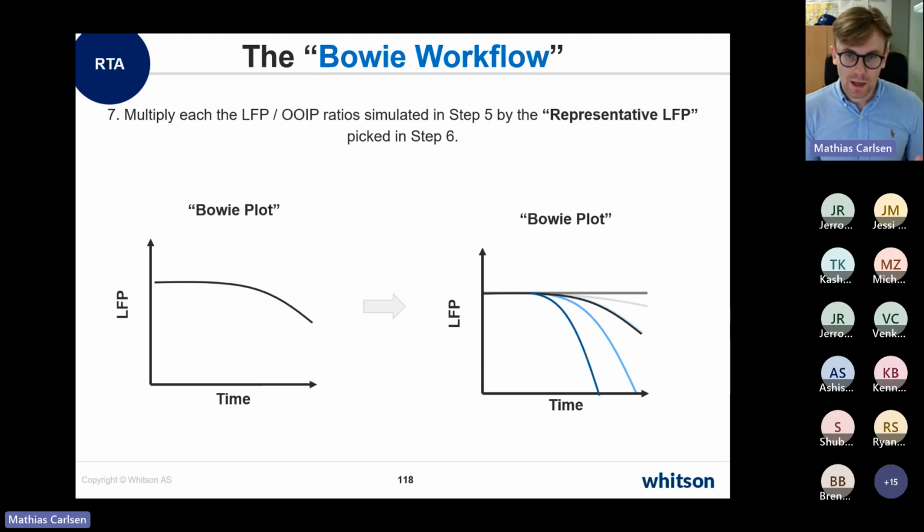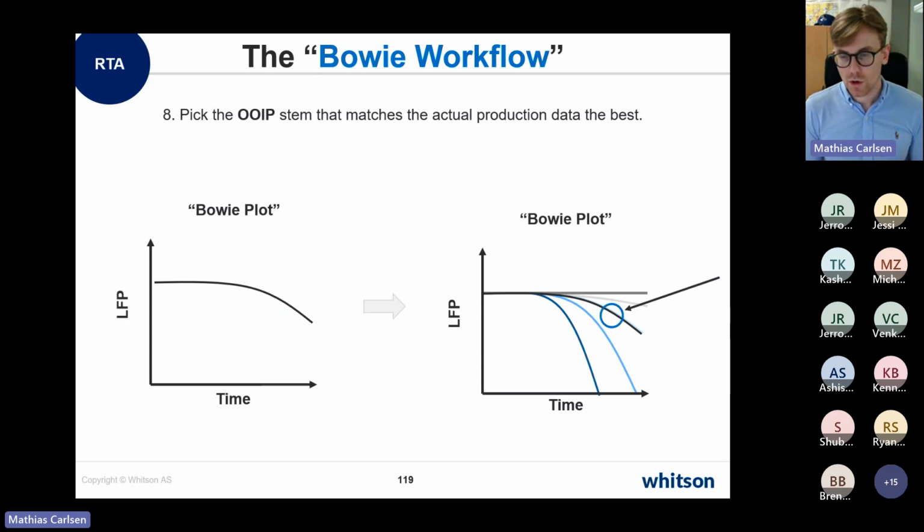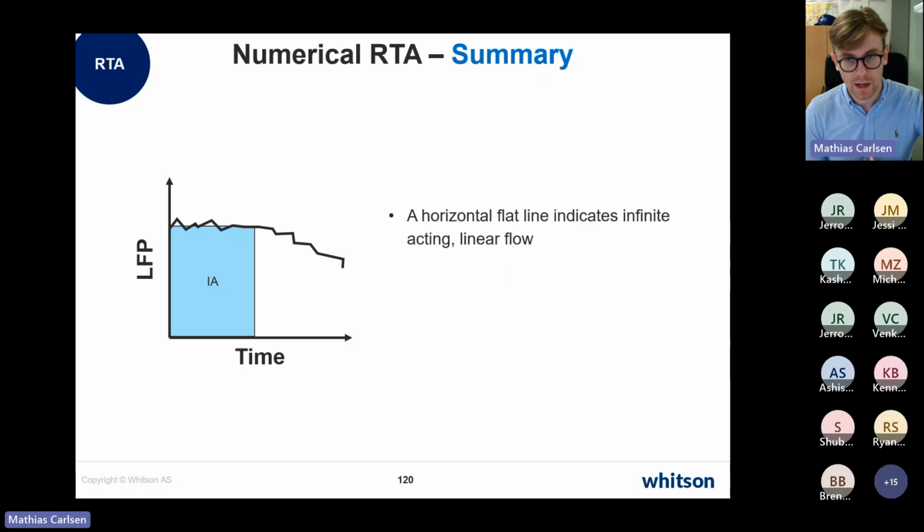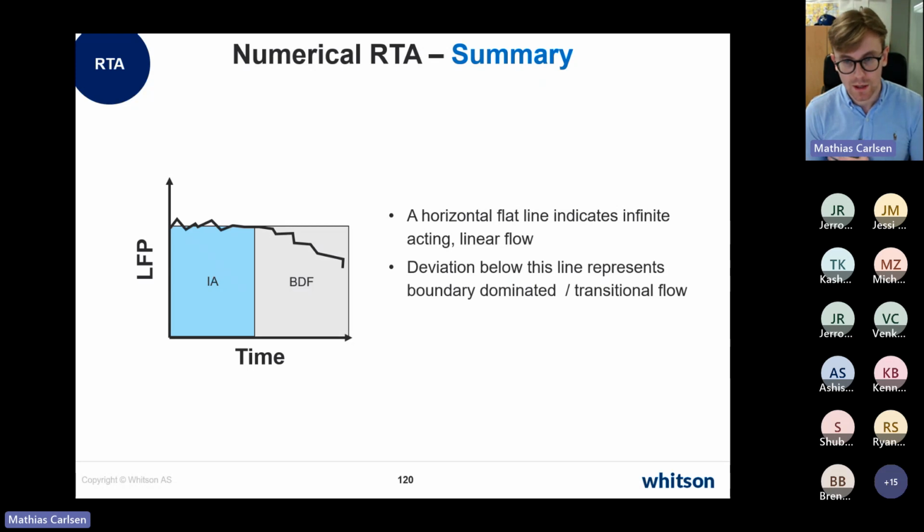Yeah, and then you pick an LFP, you overlay the type curves, and you try to find the contacted pore volume that's closest to your type curve. Or like we did in the example, we pick something in between. That can be a really good pick as well. So just to summarize, flat horizontal line, infinite acting linear flow. Deviation below this line is boundary dominated or transitional flow, and the magnitude of the flat line indicates the LFP.